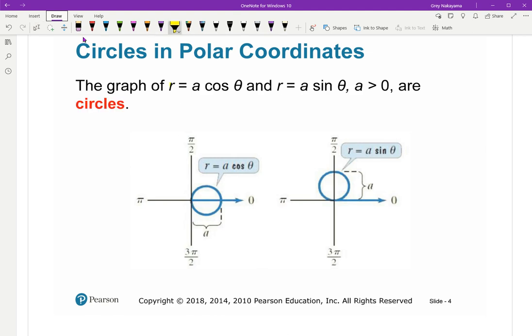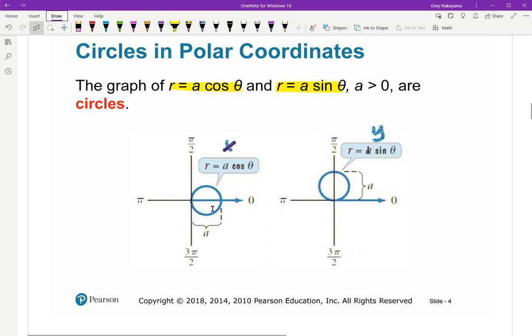Circles have the equation r equals a cosine theta or r equals a sine theta. When you look at these equations, r equals a cosine theta: cosine is which coordinate, x or y? You know it's x, and the sine is y. Well, look at where my circle is. If it's cosine, my circle is on the x-axis. If it's sine, my circle is on the y-axis.